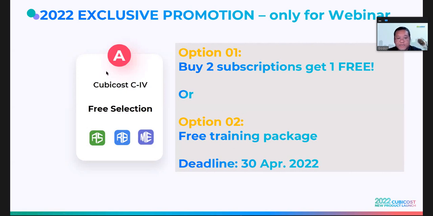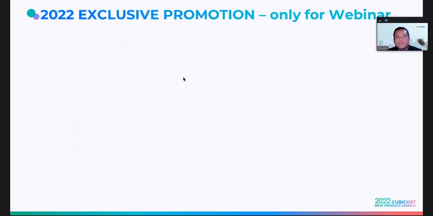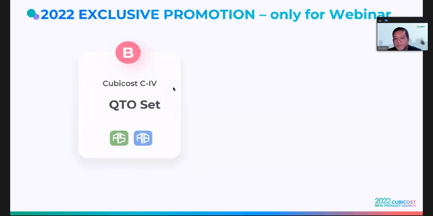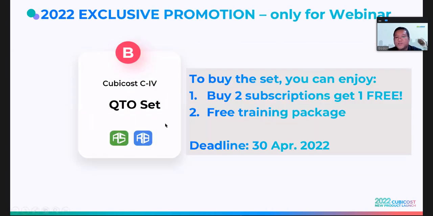And the second promotion is the combined set, TSC and TRB. If you buy the set, you can enjoy these 2 options together. That means you can enjoy not only the discount, but also the free training package from the Golden team and our local partners.